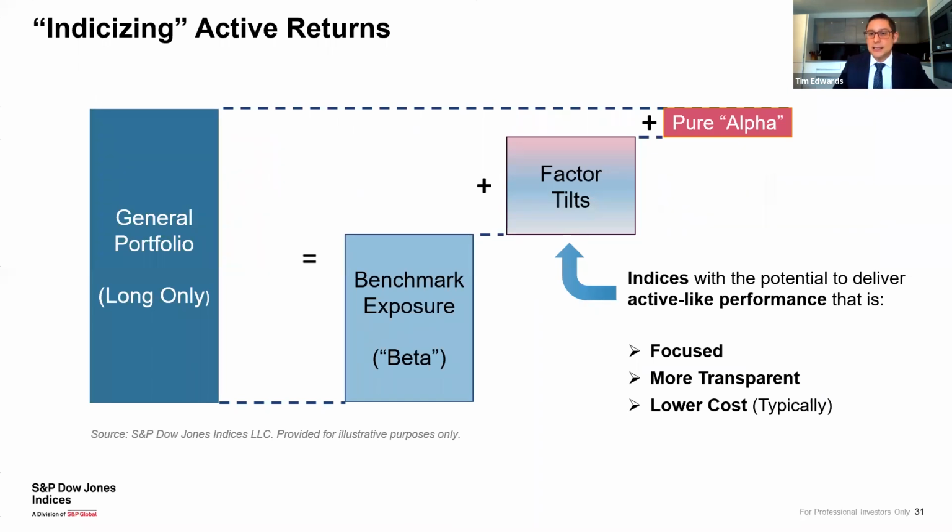It's indices that are often available in sort of low-cost products that deliver active-like performance, looking for income, looking for risk management, maybe even looking for momentum. But it's more focused. Right? It's definitely going to do what it says it's going to do. It's more transparent. You can read the rules and download the weights off our website. And because of all this, because it's just an index, it's typically lower cost.